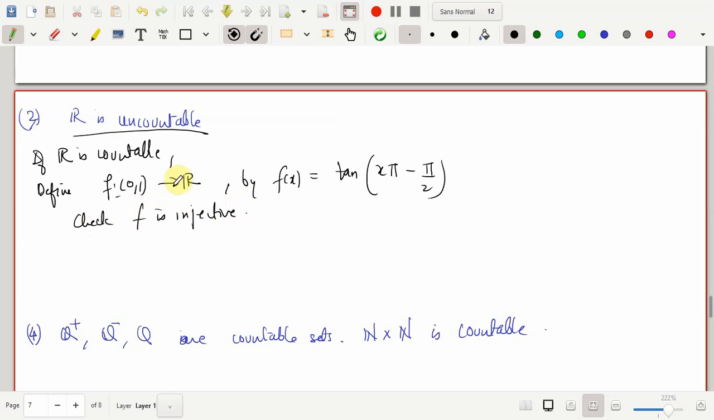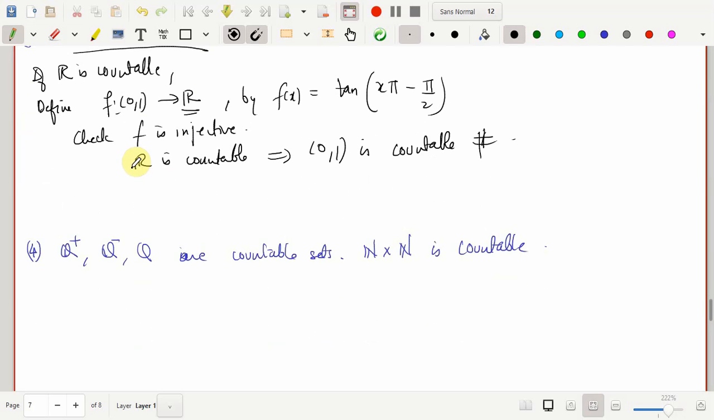Okay, so now since f is injective and R is countable, this implies by one of the properties of countability that (0,1) is also countable, but here we know that this is uncountable. Now why are we getting this contradiction? Because we have assumed that R is countable.